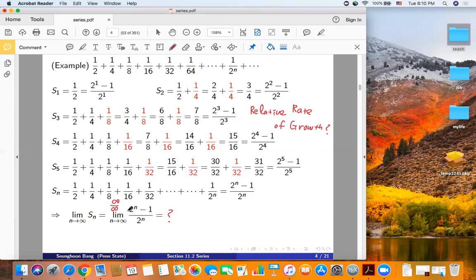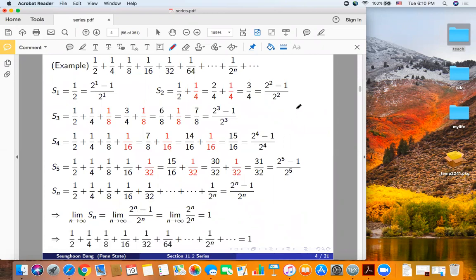Either way is very simple. You can compare 2 to the n and 1. The 2 to the n is going to infinity. The 1 is just a constant. A constant doesn't affect infinite values, so ignore the constant. Next, cross out 2 to the n. The answer is 1. That's it, so we have the summation is 1.